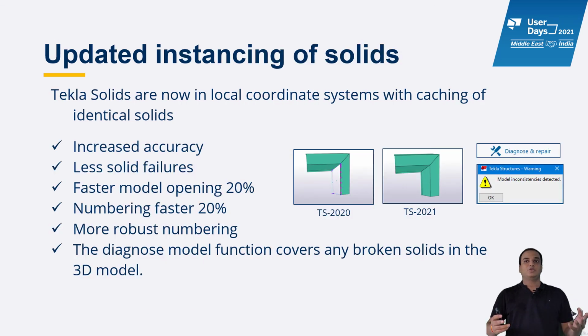There are some changes to the way the software handles solid geometry, and now Tekla solids are in a local coordinate system with caching of identical solids, which means increased accuracy in 3D geometry, fewer solid failures, and faster numbering. Based on our testing scenarios, I can say the numbering and the model opening are 20% faster than the previous versions of Tekla Structures. Also, Tekla can handle more robust numbering, and the diagnose tool is now capable of handling any broken solid in the 3D model.